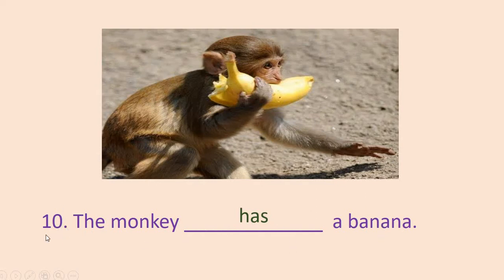Okay. Number 10. The monkey. One monkey is only there. It is an animal. So, the monkey has. It is one animal. So, we use has. A banana. Banana. Okay. Number 10. The monkey has a banana. Understood this sentence? Sentence number 10. Okay. All you have done this, no? The monkey has a banana.